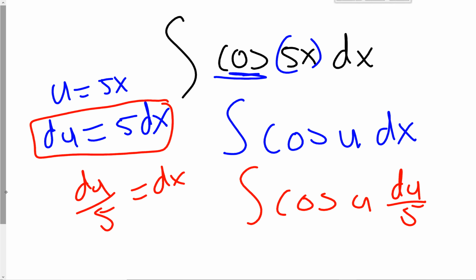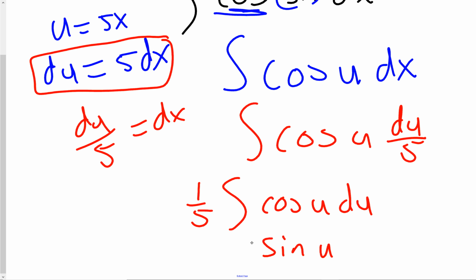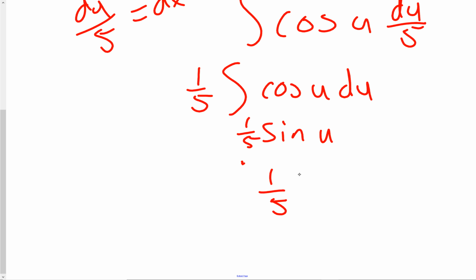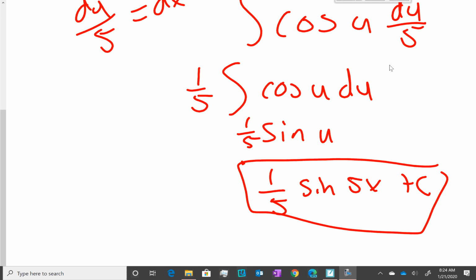So I can rewrite that using my integral rules. Put that 1/5 on the outside. This is cosine of u du. Now I can take the integral of cosine, which is negative sine, or sorry, it's just plain sine. So this is just sine of u times 1/5. Then we can substitute our u back in, which is 5x, and then add c at the end. So there's our integral.